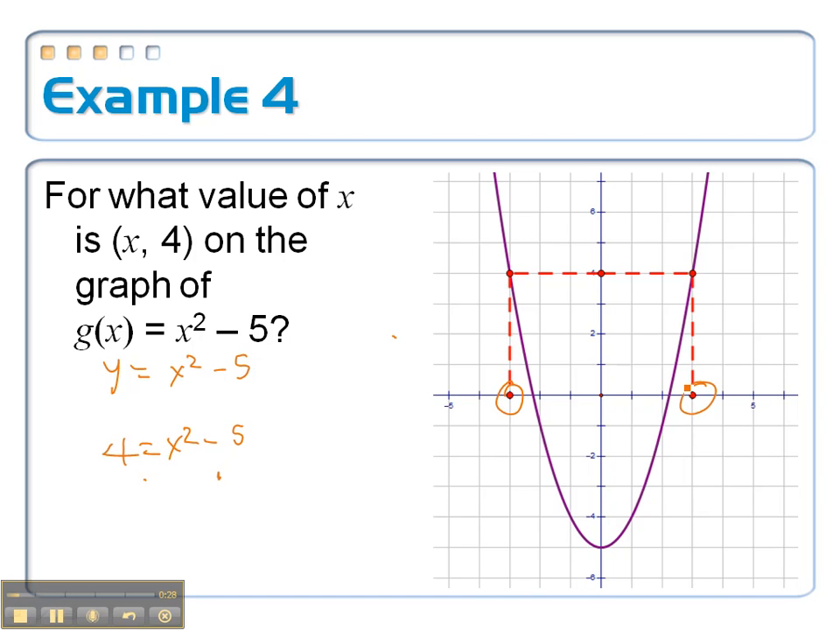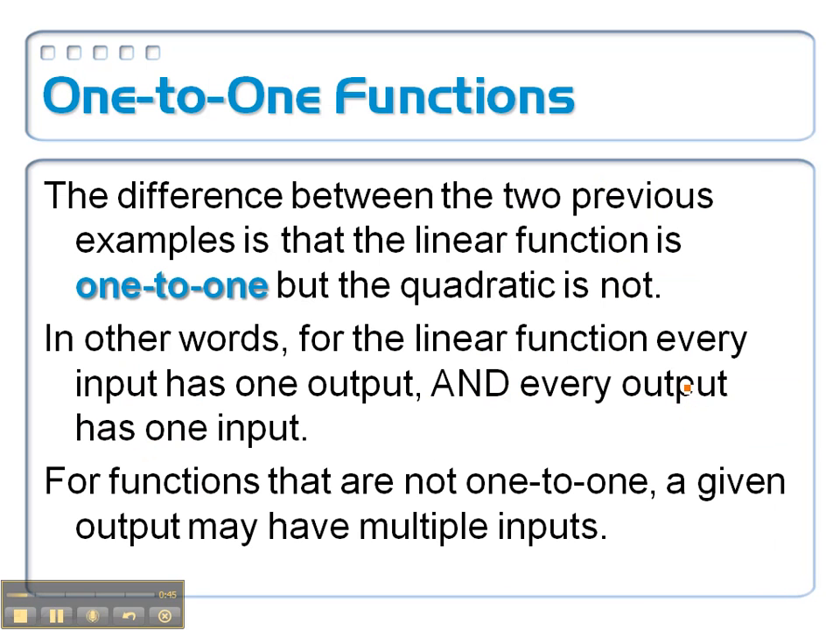I have 2 inputs. So the question is, well, which one of those was the one that I wanted? Either one would work. The difference is that this one is not a one-to-one function like the linear one is. So the difference between these is that the first one, the linear one, is a one-to-one function. What a one-to-one function means is that for every input there's one output.